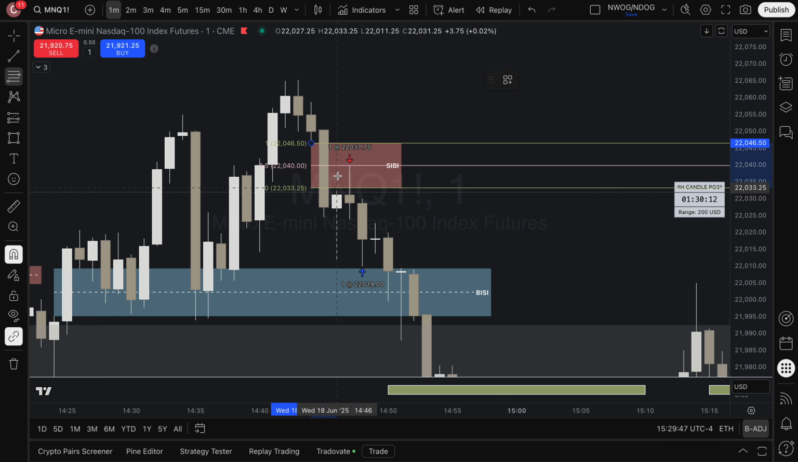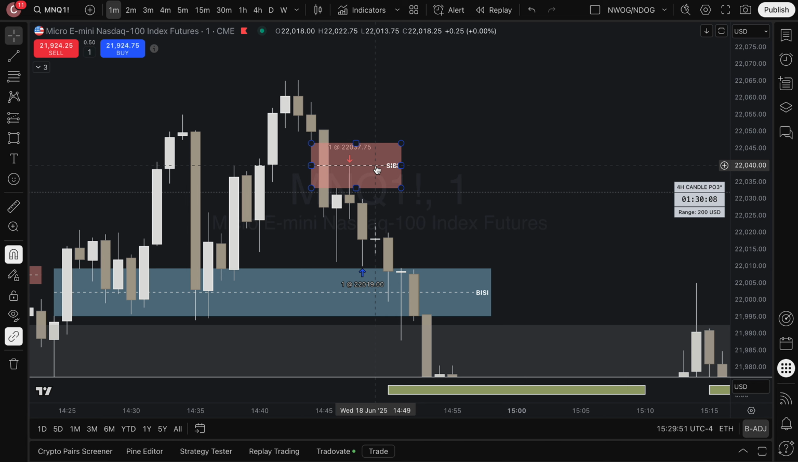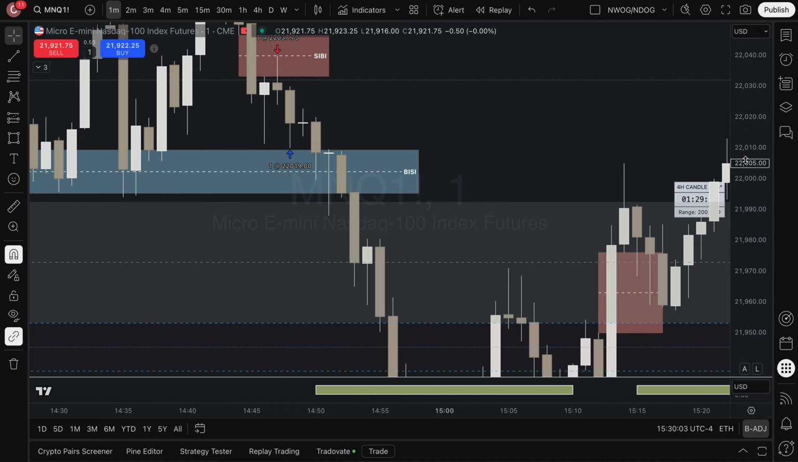Let's see if it's actually 22,040 is the midpoint of this fair value gap. The high of this candle up here, 22,040. Perfect to the tick. Came up to the midpoint, huge sell-off.